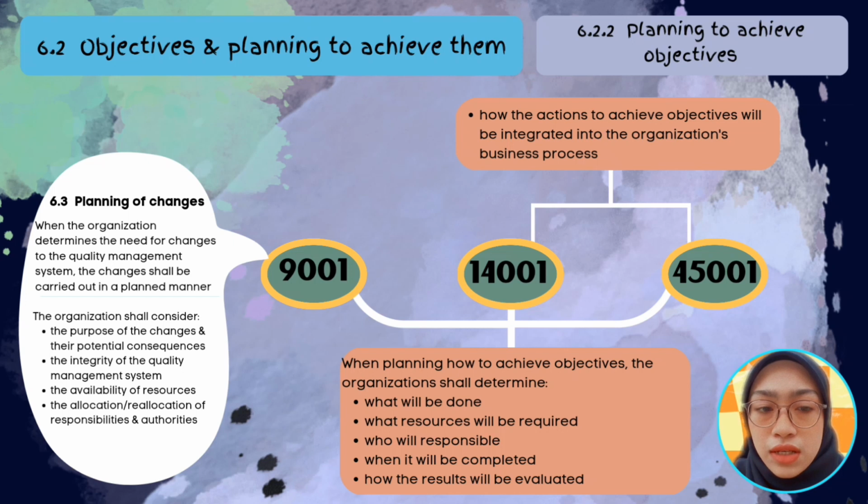The difference is that 14001 and 45001 have one more point in common, which is the last point: how the actions to achieve objectives will be integrated into the organization's business processes. But this point is not mentioned in 9001. However, 9001 has planning of changes. When the organization determines the need for changes to the quality management system, the changes shall be carried out in a planned manner. So this is what is in the planning of 9001, 14001, and 45001.